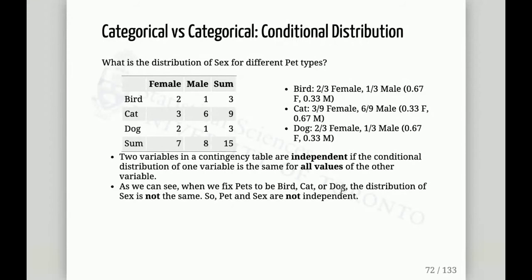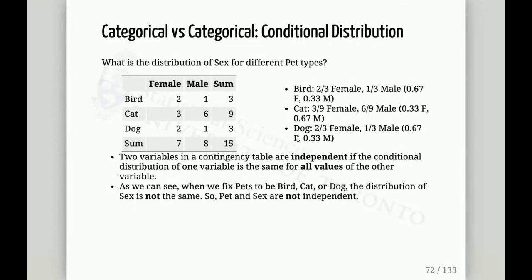I want to elaborate on this just a little bit more. Let's say they were independent, then the proportion of female versus male should be the same regardless of what pet is. That's what it means to be independent. If pet and sex are independent, then if I change one, it shouldn't affect the other. If they were independent, then I should have the same ratio throughout.